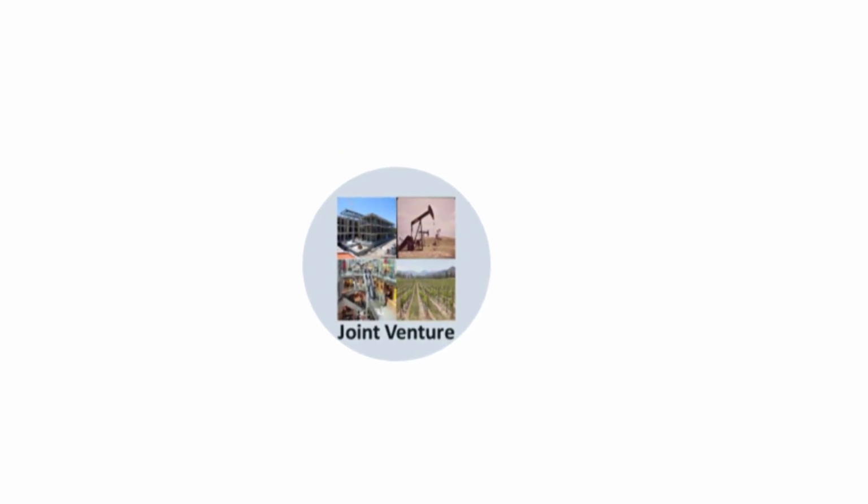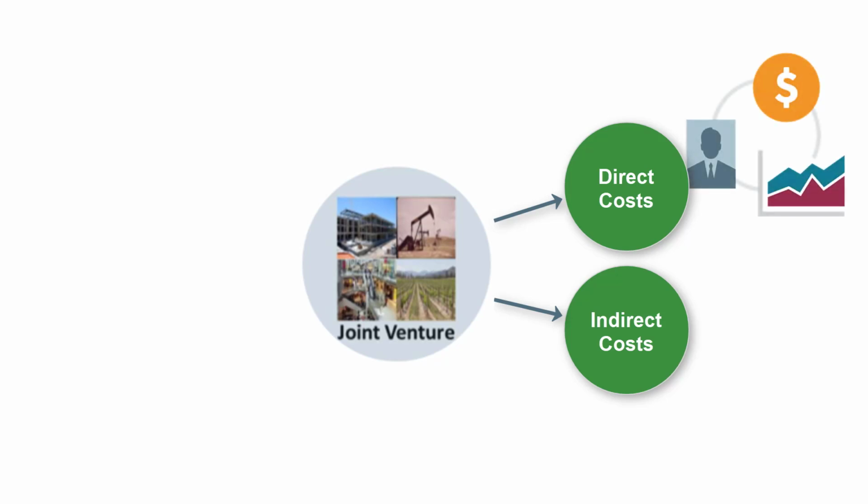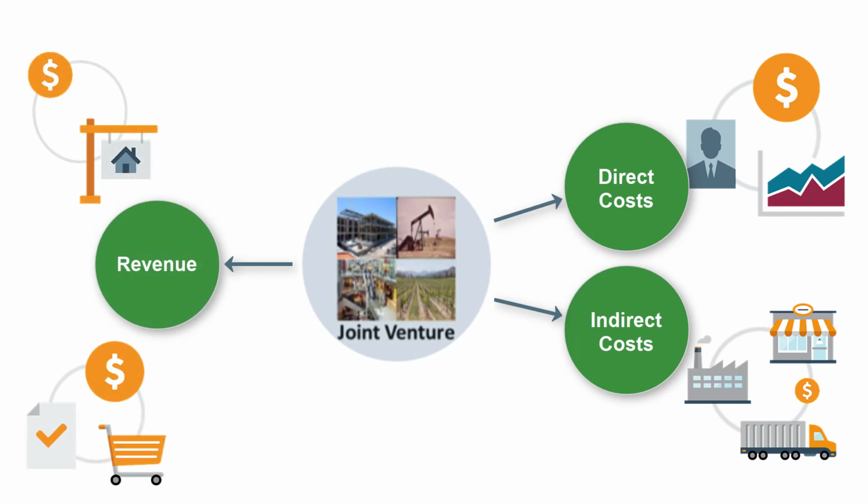Expenses incurred by the joint venture include direct costs and indirect costs. Direct costs can be for labor, material, and other costs for the joint venture. Indirect costs can be overhead or expenses such as utility bills, rent, or payroll. Revenue can be payments from customers or tenants.